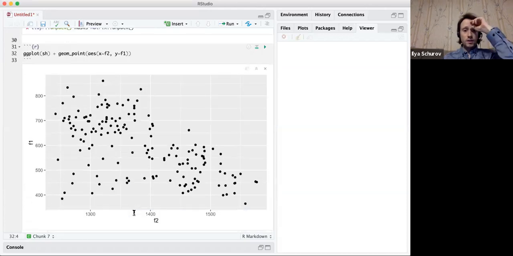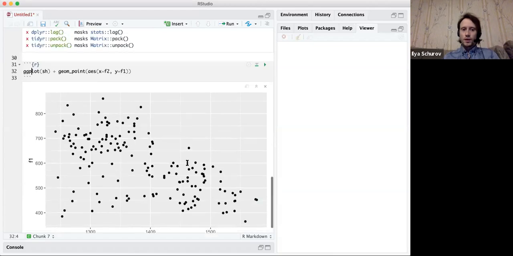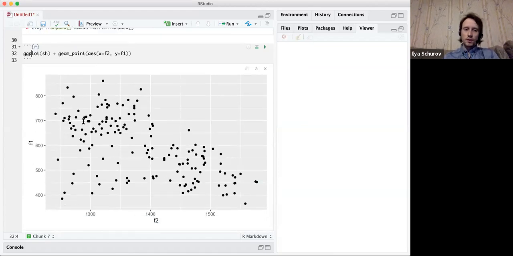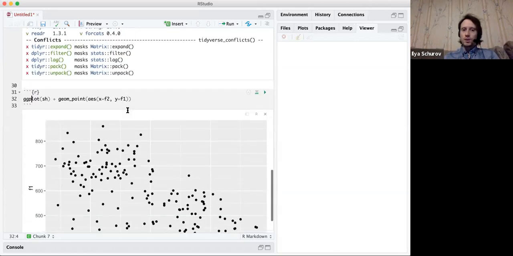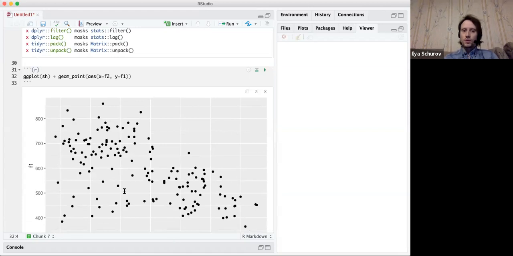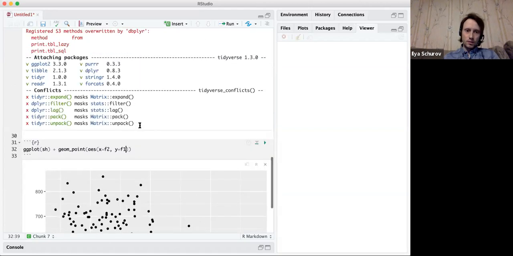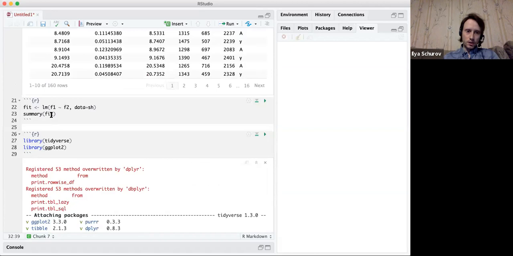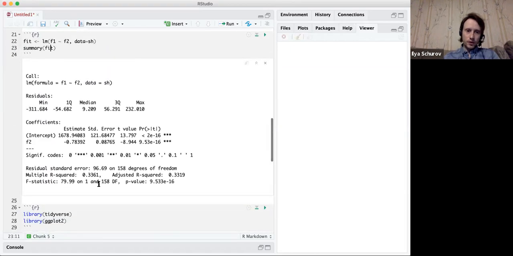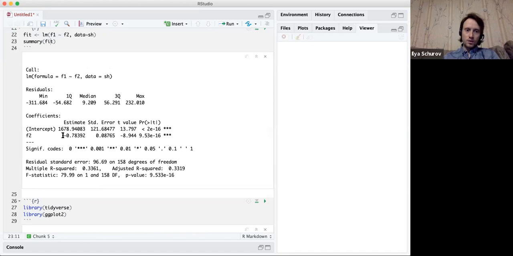So we see that there is some relation between these two formants, but in this data set, we have all types of vowels mixed. So we don't see the difference between different types. And let us consider these results of our linear regression. And you see this negative value for this estimate. How can you interpret this negative value? So what does it mean if we think about this relation between first formant and second formant?